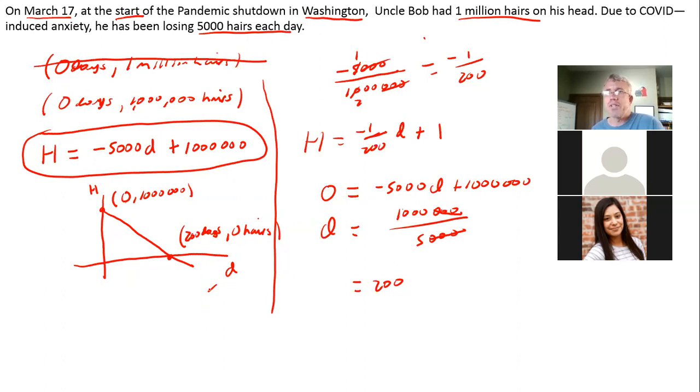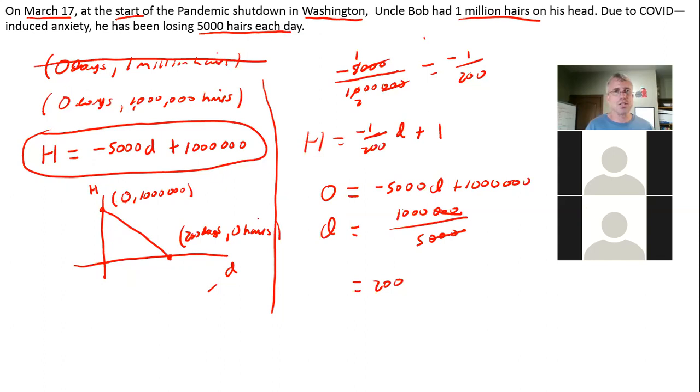If he goes bald, can he continue to lose 5,000 hairs a day? No. Which means the model is done. It's terminated. So this one, I can only draw this piece of the line.